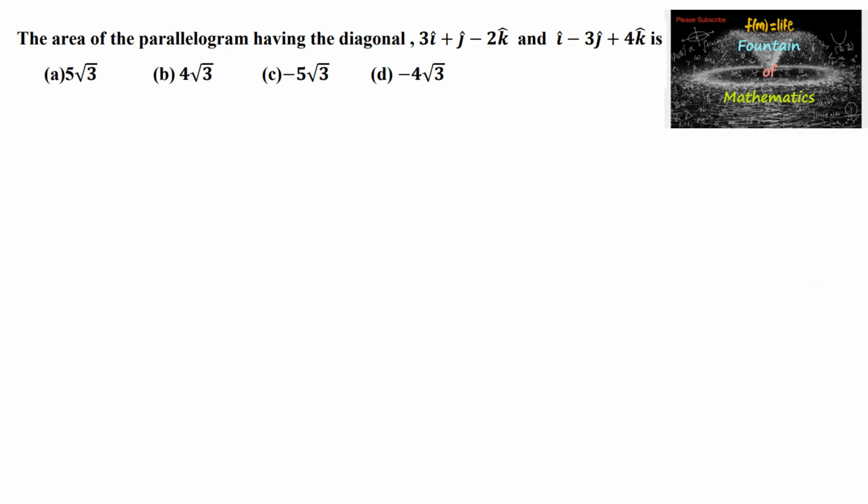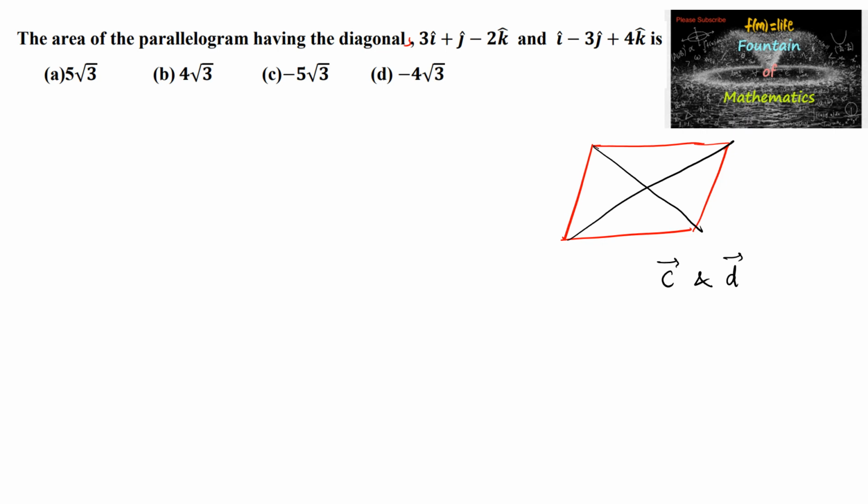The area of the parallelogram having the diagonals 3i plus j minus 2k and i minus 3j plus 4k. Since we know that when the diagonals are given in a parallelogram, diagonal vectors are given, say C and D. C vector and D vector are the diagonals of a parallelogram. Then area of parallelogram can be taken as half C cross D, or we can consider half mod of C cross D.